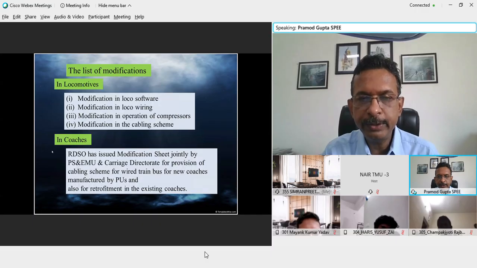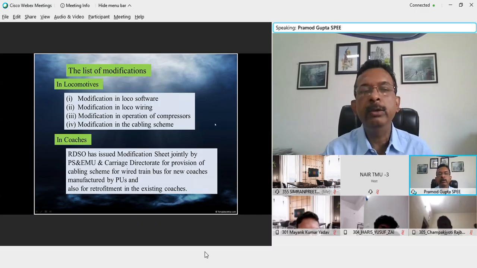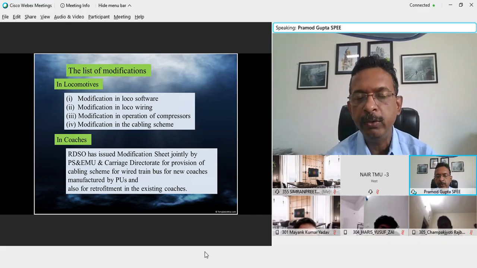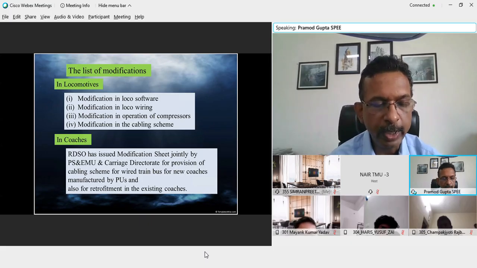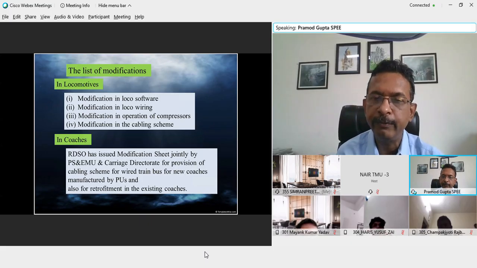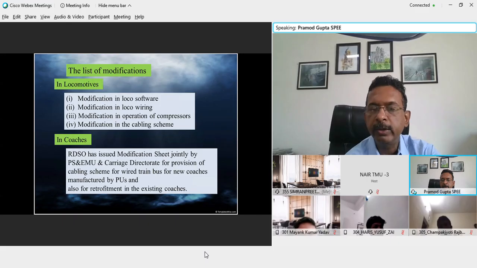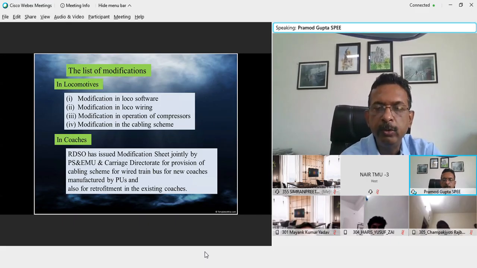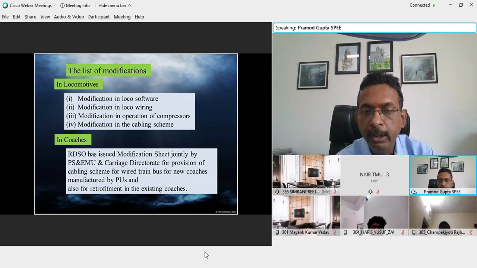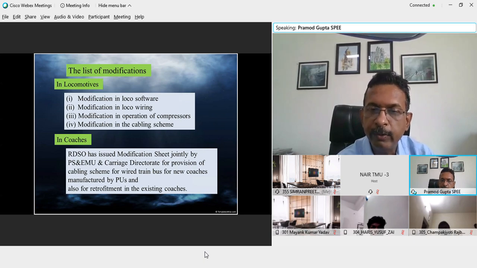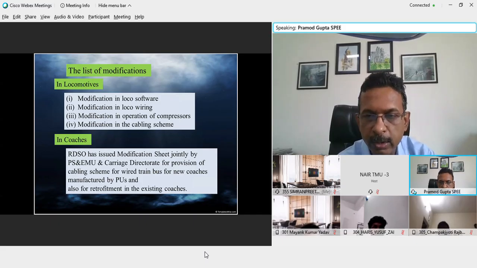These are some of the modifications required to be carried out in the locomotive. We need modification in the loco software because it is not supposed to take care of the rear locomotive. Loco wiring is also to be modified because we have to run the control wire. Modification in the operation of the compressors is also required because at a time I should be able to operate compressors from either end. The two compressors of this locomotive, or one compressor each from each locomotive, should be possible to operate that way. A different combination and modification of the compressors and cabling scheme is also required.